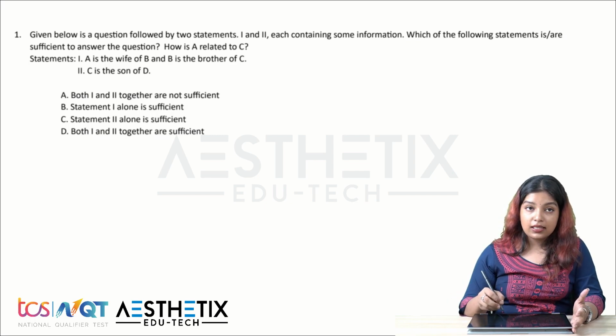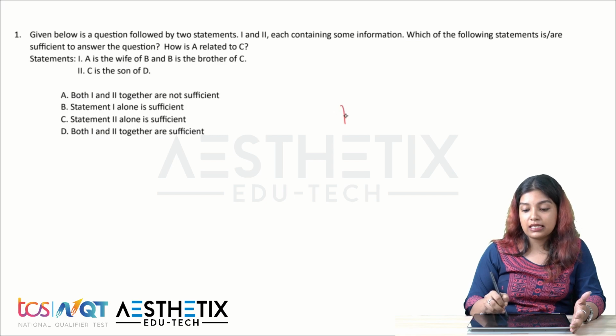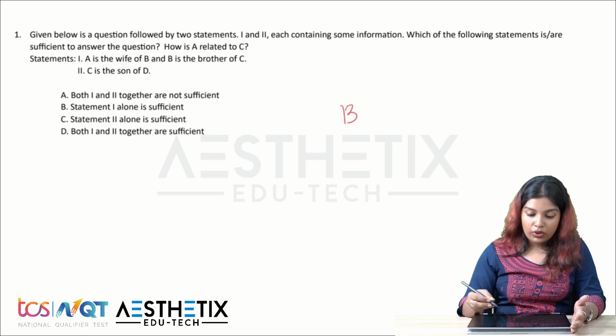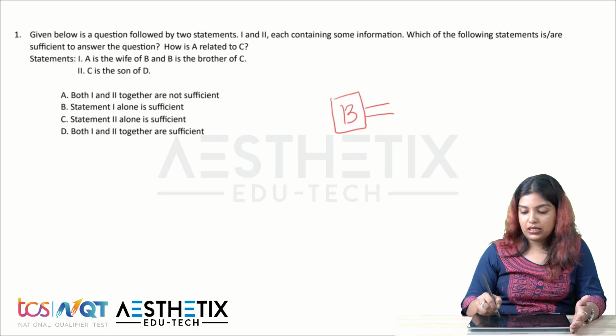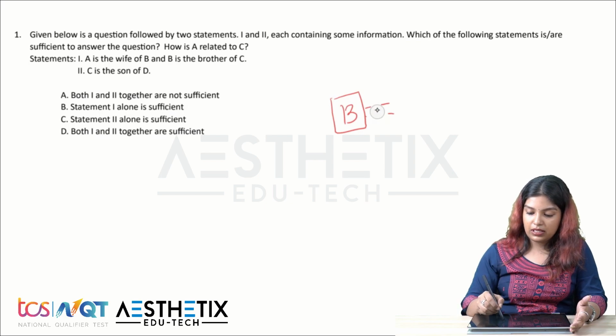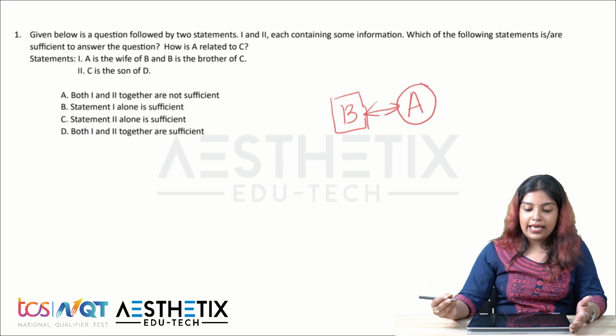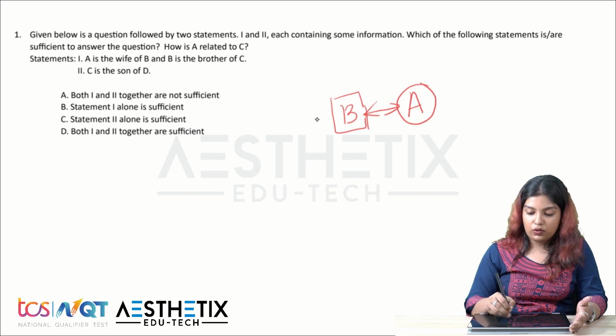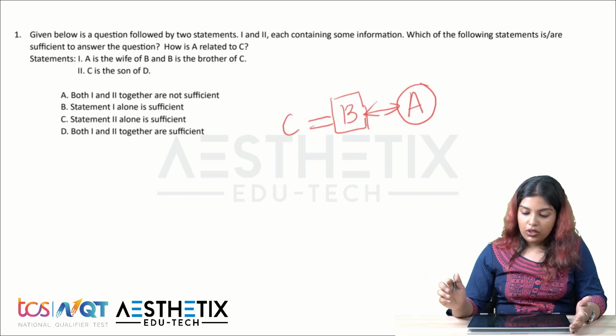So here I am reading the statement first. The first statement is A is the wife of B. We have already discussed previously, in blood relations, how to draw this diagrammatically. So here B is a male, and B has a wife, and his wife is A. A is generally a female. And it is given that B is the brother of C. So B and C are related. We don't know the gender of C.